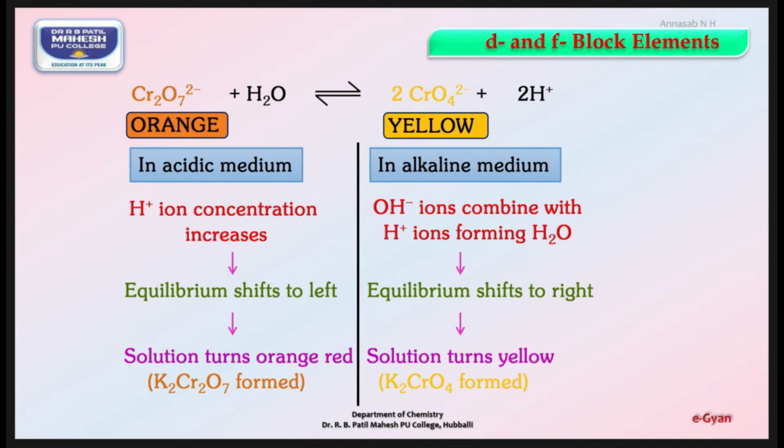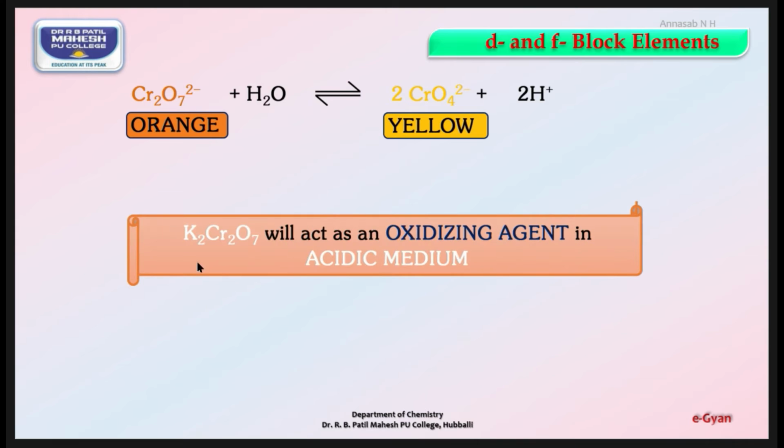of K2CrO4. So you can understand, by the addition of base, orange colored substance turns into yellow colored substance, whereas by the addition of acid, yellow colored substance turns into orange colored substance. In other words, K2Cr2O7 will act as an oxidizing agent in acidic medium. And this is the conclusion for K2Cr2O7. Hope you are getting the points.